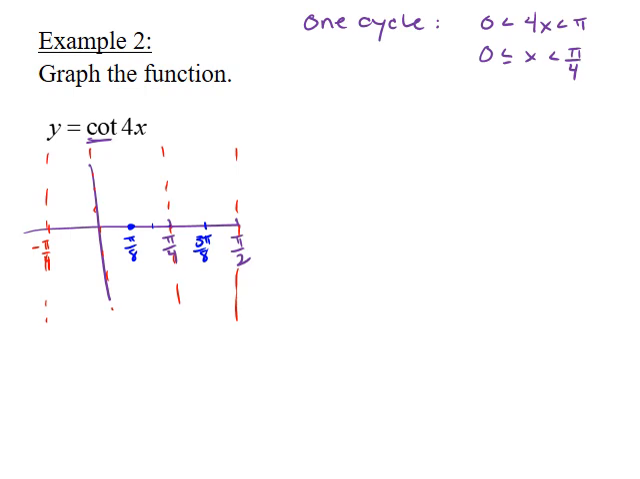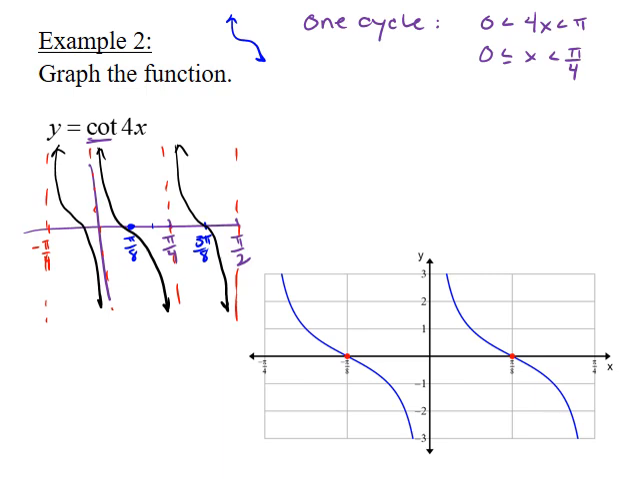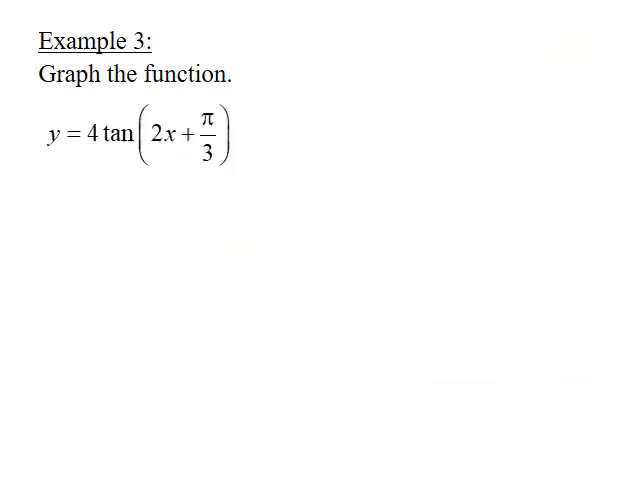So cotangent takes on this shape. So my graph will look like this. This is 1 period, 2 periods, and I can also go in the opposite direction as well. And here's the computerized graph. Not so bad. Next example is tangent.